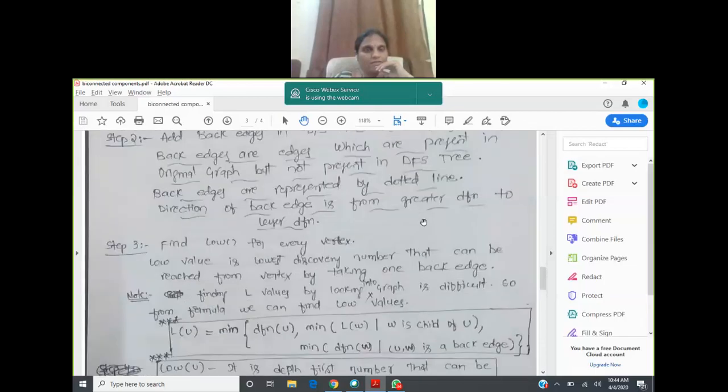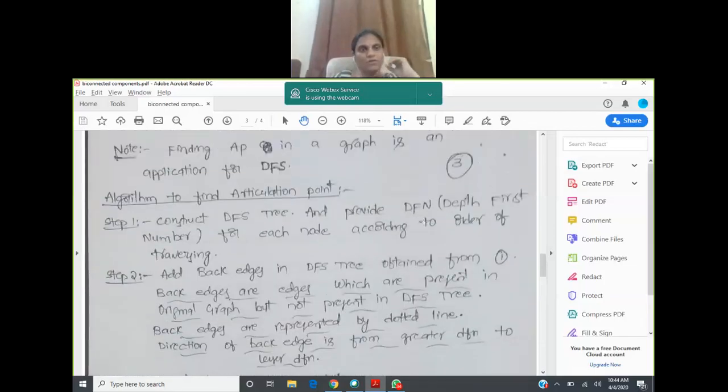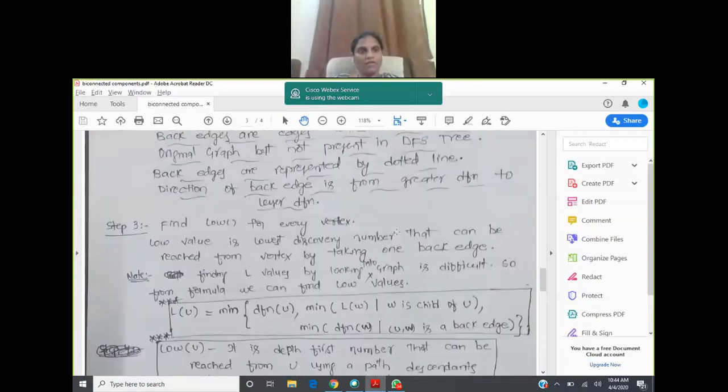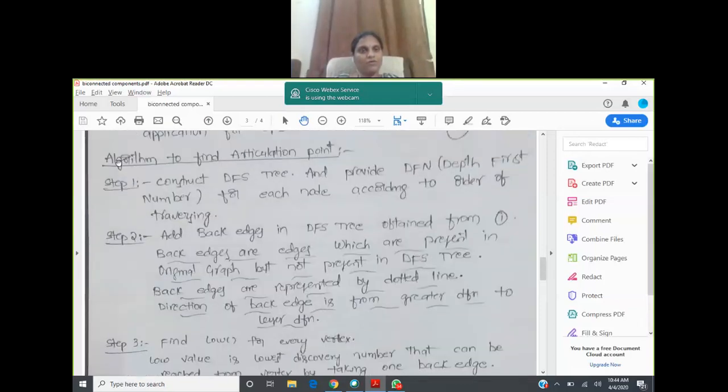In the previous class, we discussed an algorithm to find articulation points. There are a total of 4 steps in finding articulation points for a graph. In the previous class, we discussed the first 2 steps. The first step is to construct a DFS tree for the given graph, and along with that, we have to provide the DFN numbers for each node in the order of traversing the vertices in the graph. And the second step is adding back edges into the DFS tree.